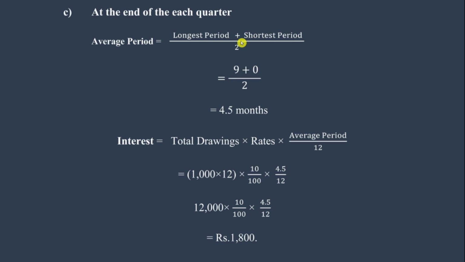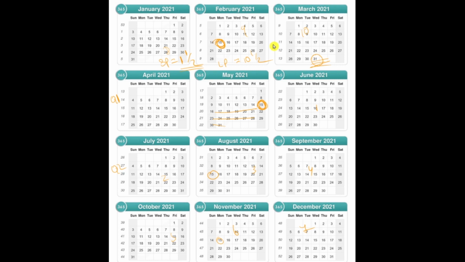Moving on to the next scenario, that is withdrawal at the end of each quarter. Average period is equal to longest plus shortest, divided by 2. It's a general formula. We have to consider this first before writing the main formula, because in the main formula we need to calculate this. So we need to calculate for the end of each quarter. For that, we need to calculate the longest period and the shortest period.